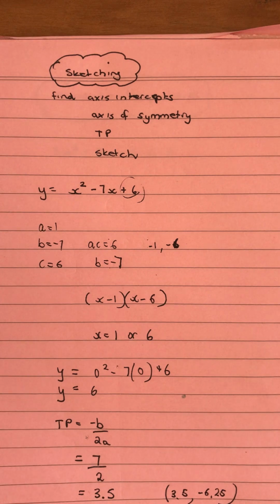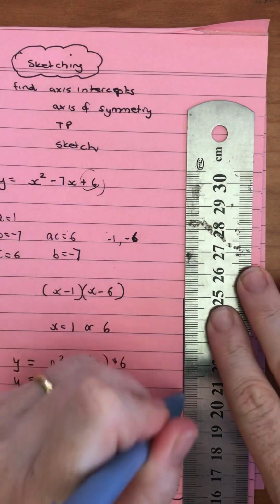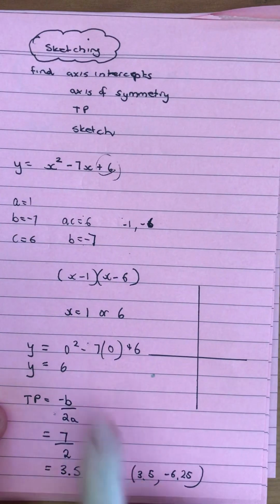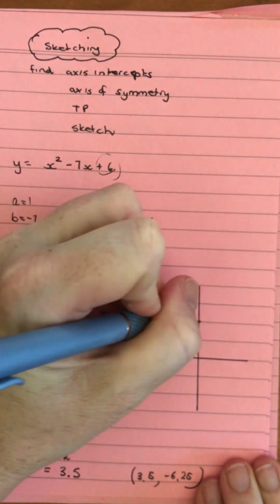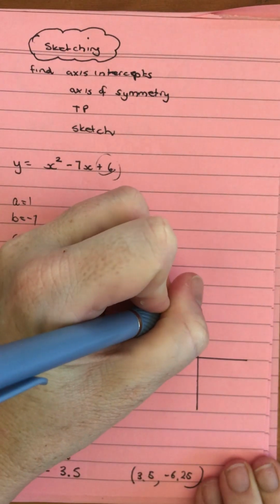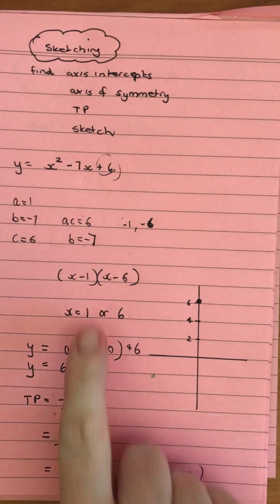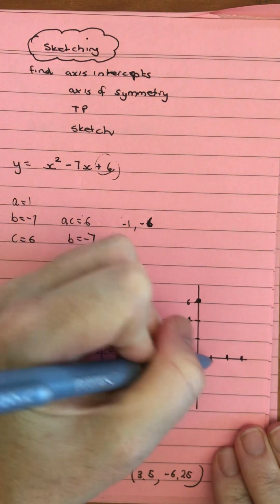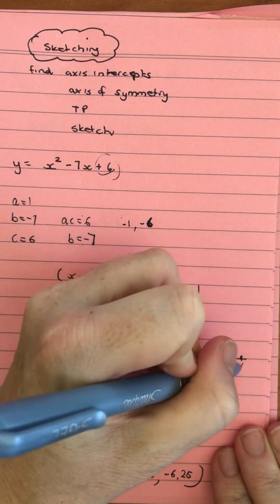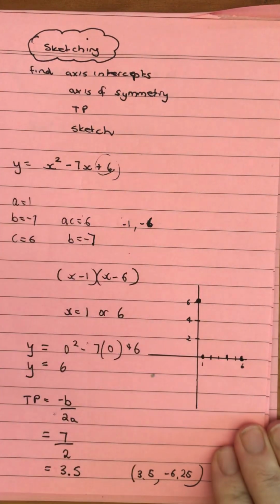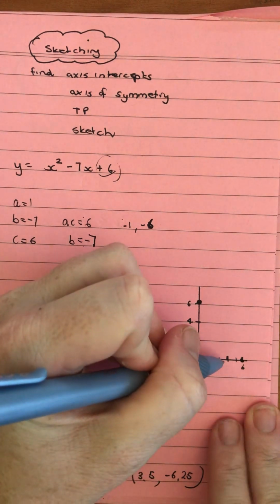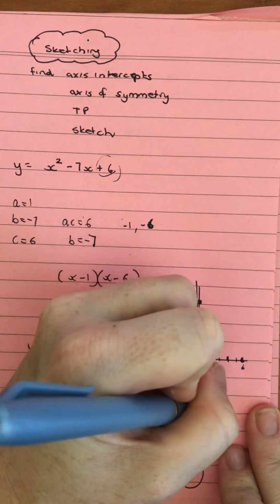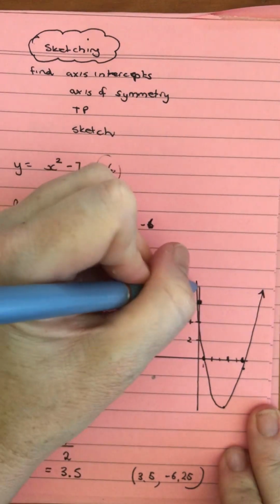And I've got my turning point, so now I can do a quick sketch of that. So looking at the information that I have, I know that it's going to cross at 6. And I know that it has the two values of 1 and 6 there. So if I go 2, 4, 6 halves, I've got the 1 and the 6 for my x-intercepts. And then I know that I've got my 3.5 there and -6.25. So I'm coming down and back up again for my sketch.